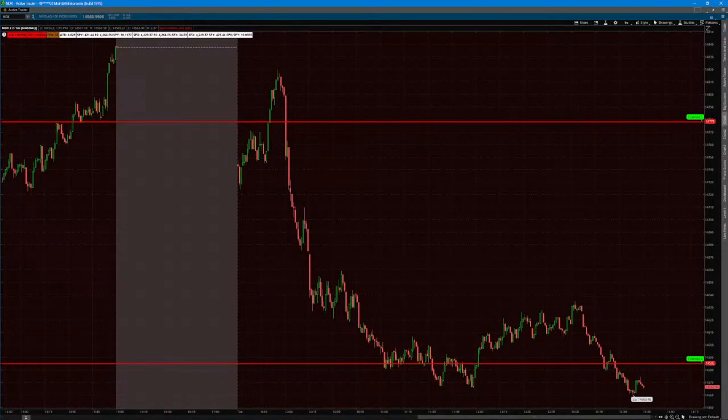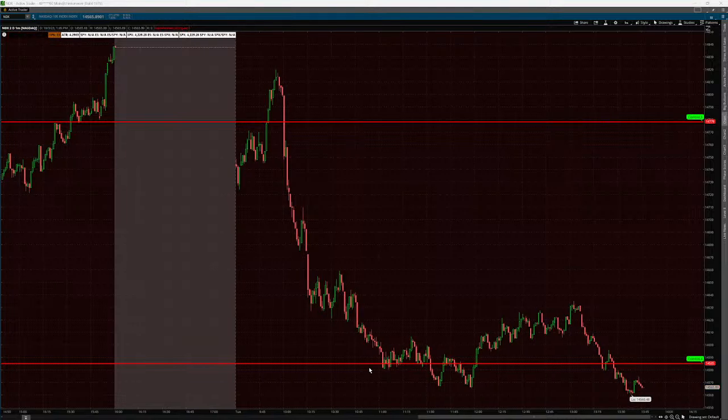And there's that same combo level. It acted as support, and now NDX is trading below that level. All right, let's go back to NQ.